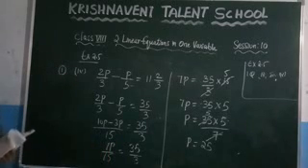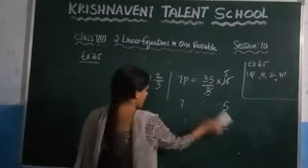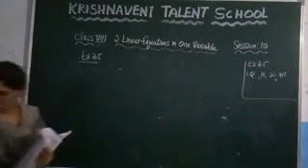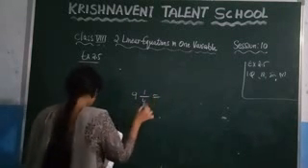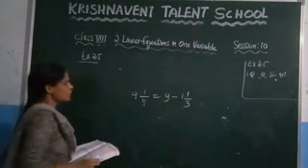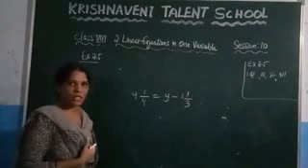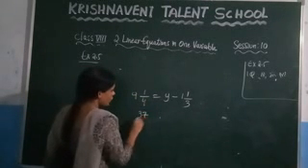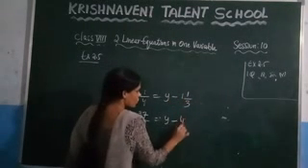Next, see the next one here. To solve this problem, what is the fifth question given here? 9 1 by 4 is equal to y minus 1 1 by 3. How do you solve this linear equation here? Just you need to convert this mixed fraction into the improper fraction. How do you convert? 9 4s are 36 plus 1, which is 37 by 4 is equal to y minus, this one you convert it, 3 into 1, which is 3 plus 1, which is 4 by 3.